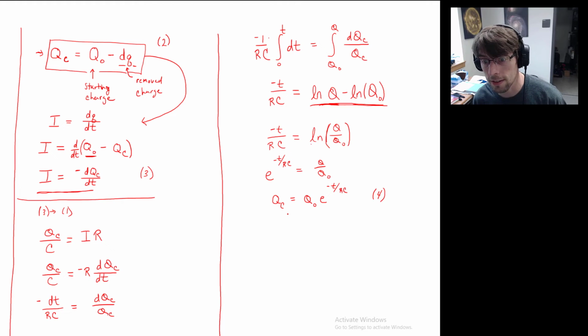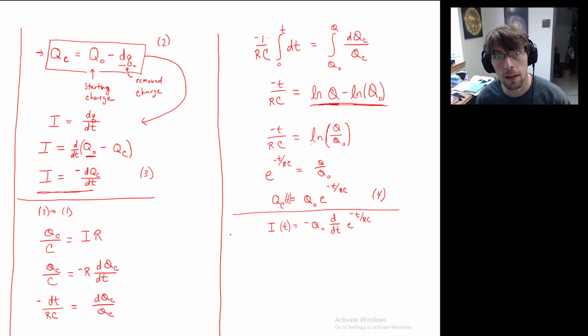So let's go ahead and do that. So let's say this is the charge on the capacitor as a function of time. Let's find the current running through the circuit as a function of time. Well, I need to take a negative time derivative, Q naught times the time derivative of e to the negative t over RC. So I'll let you go ahead and do that for a second.